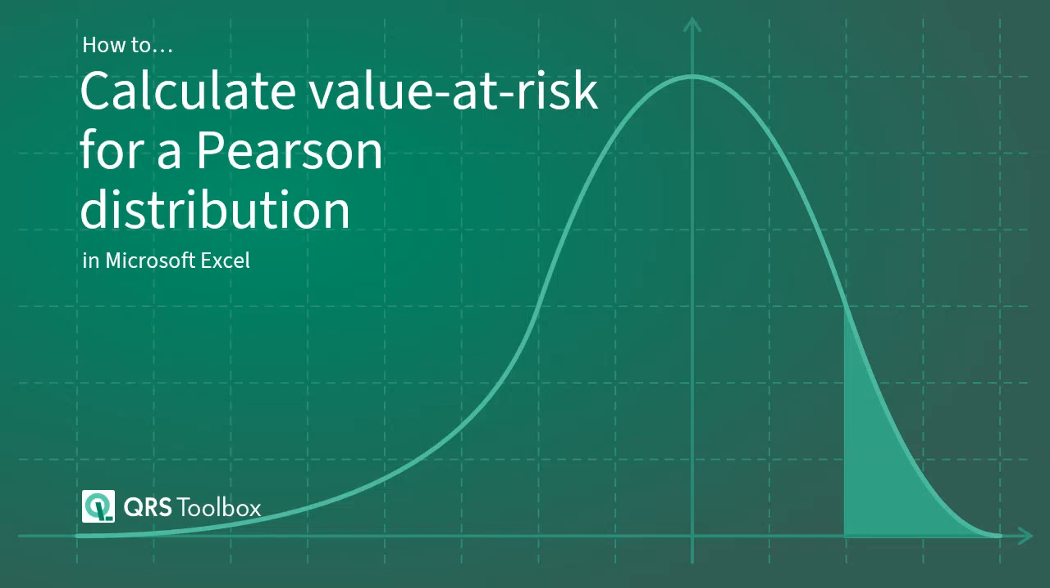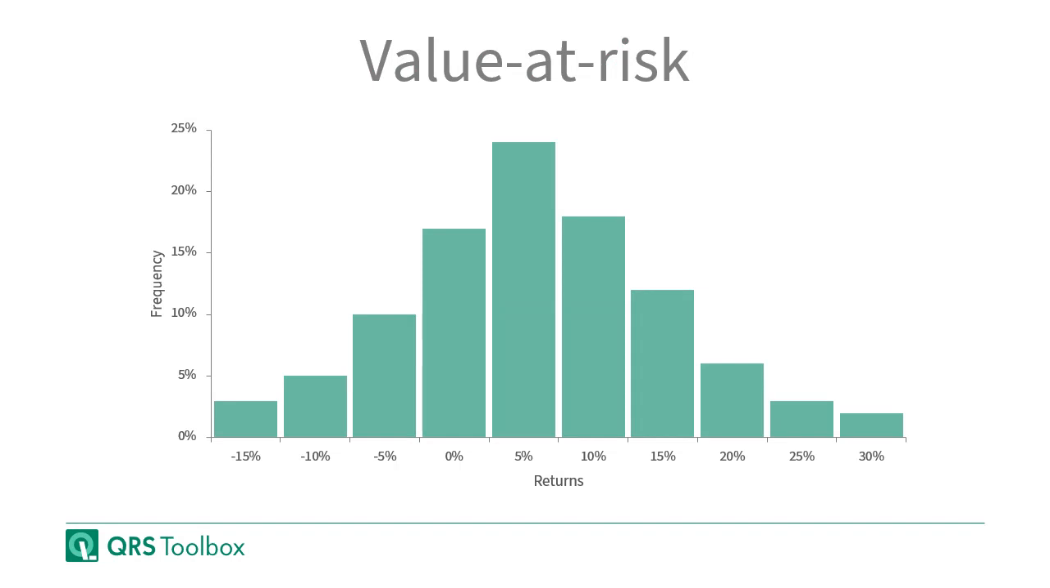Hi, in this video, we're going to learn how to calculate value at risk for a Pearson distribution in Microsoft Excel. Let's begin by reminding ourselves what is value at risk. Imagine we have some data on returns, such as returns on an investment, and we represent the data in a bar chart like this. For example, this bar shows 5% returns happen about 25% of the time.